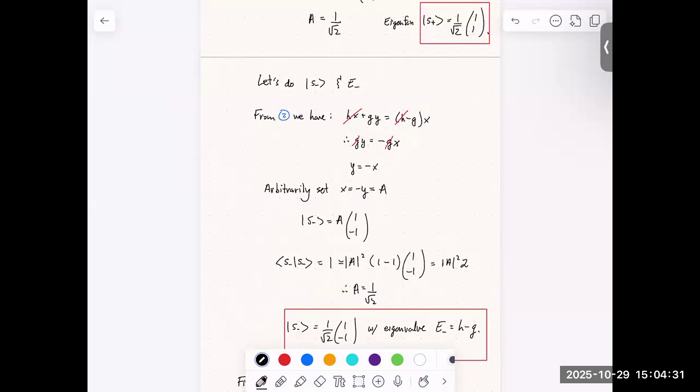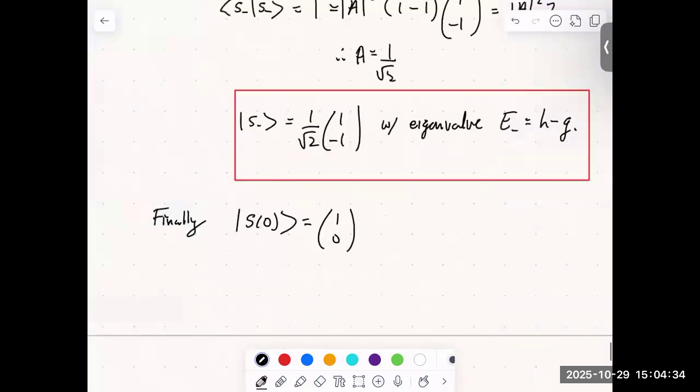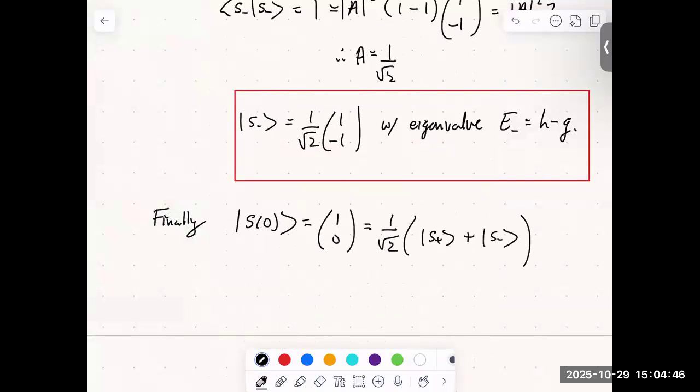In fact, if we write this as 1 over root 2 times S plus plus S minus, that is exactly our original state, because these each have a 1 over root 2 factor. So multiplying by this 1 over root 2 gives a 1/2. It's going to kill the 2 that we get in the first upper element. And so we'll get a 1, 0.